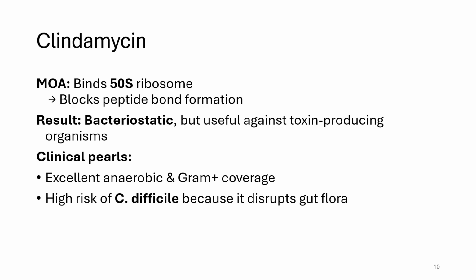So clindamycin works by binding the 50S ribosomal subunit. This blocks peptide bond formation. In other words, the bacteria can't string amino acids together, so protein synthesis is disrupted. The result, of course, is bacteriostatic, so it's inhibiting bacterial growth rather than directly killing the organism. However, clindamycin is very useful against toxin-producing organisms because stopping protein synthesis also stops toxin production.